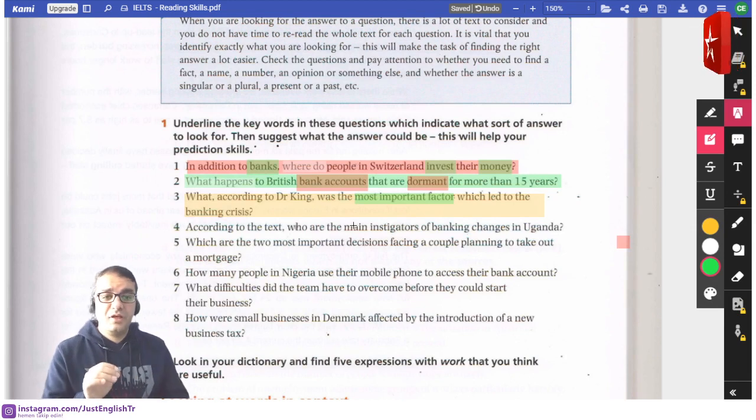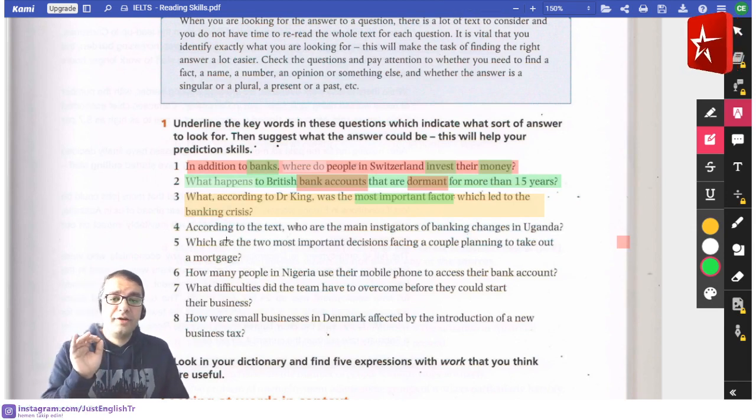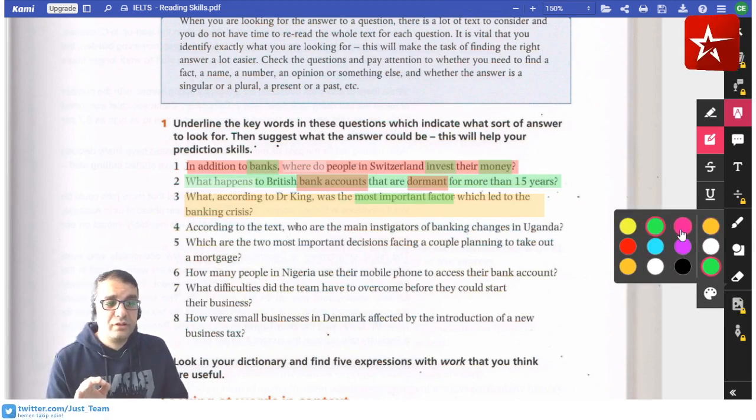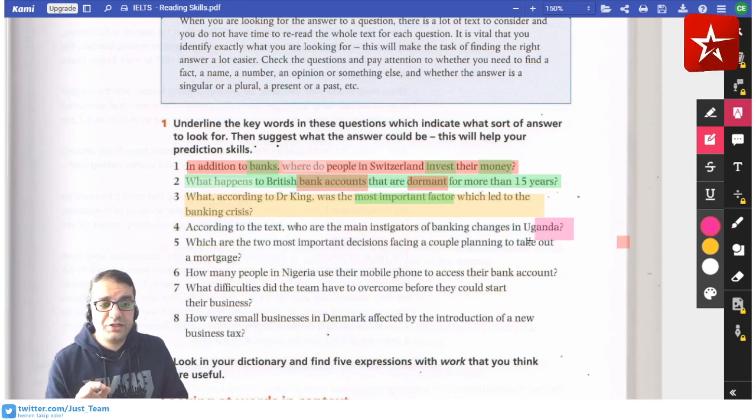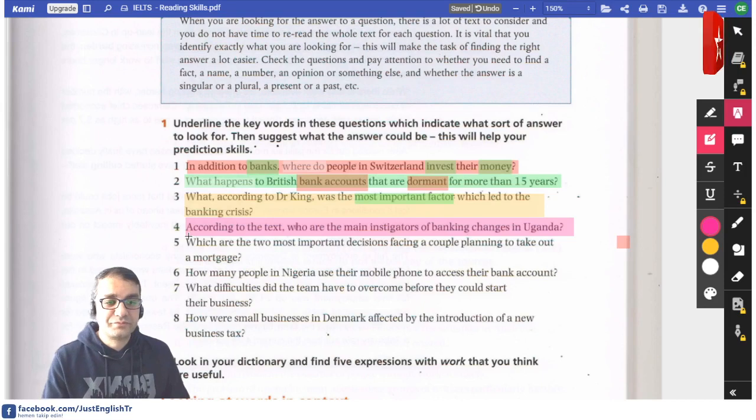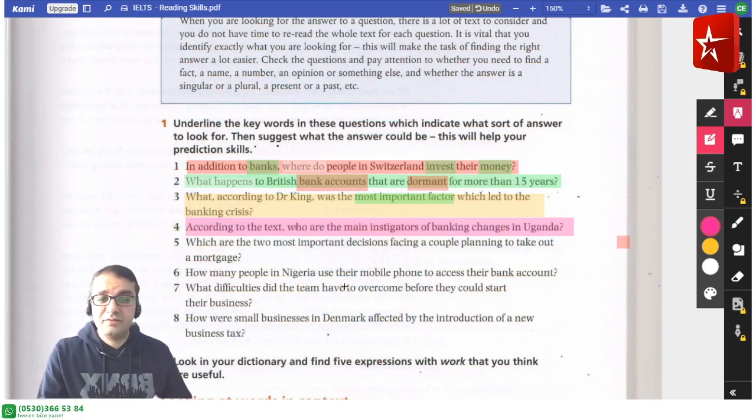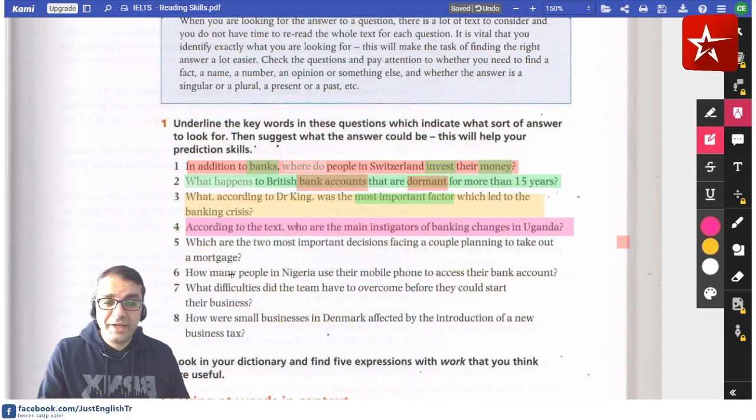Okay? So let's go for number 4. Now I will change the color to this nicer color. According to the text, who are the main... where is the keyword here?